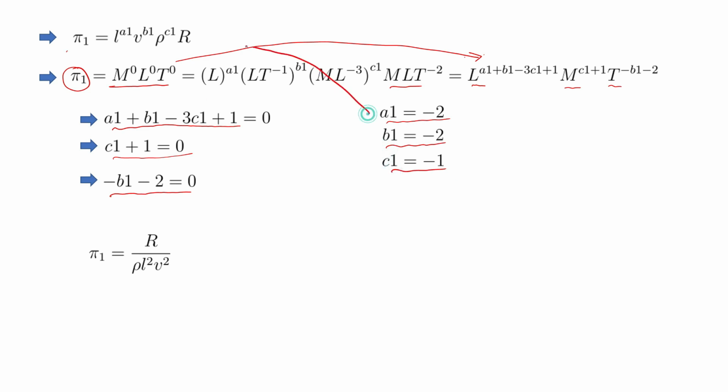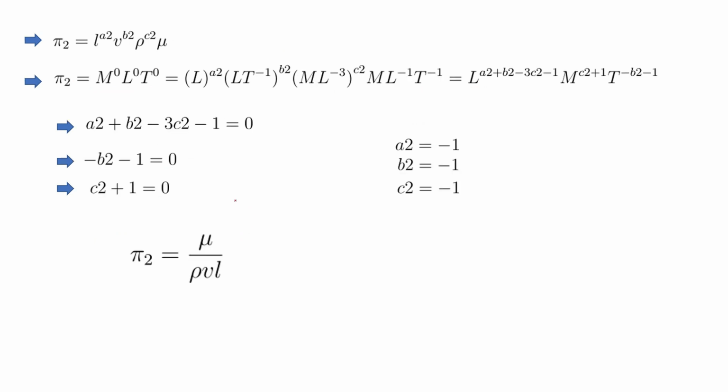So if you substitute this here, you will get pi 1 is equal to capital R by rho L square V square. So this is the first pi term, capital R by rho L square V square. And let us find out the second pi term.